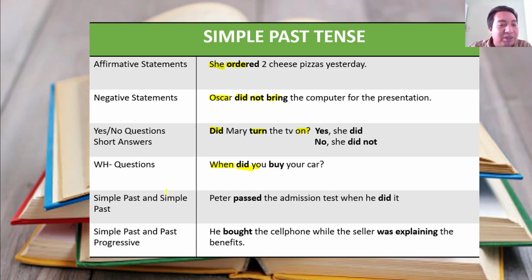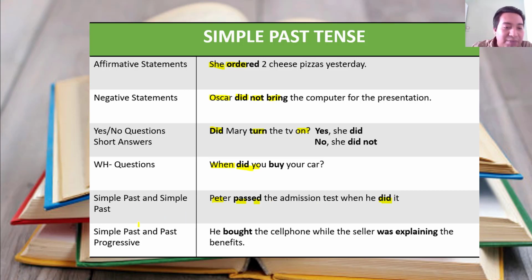Now, the next example is simple past and simple past. Yes, we can combine. Peter, past. You see here, Peter subject, verb pass plus ed, passed the admission test, when he did it. Did is the past form of the verb do. Yep, simple past and simple past.